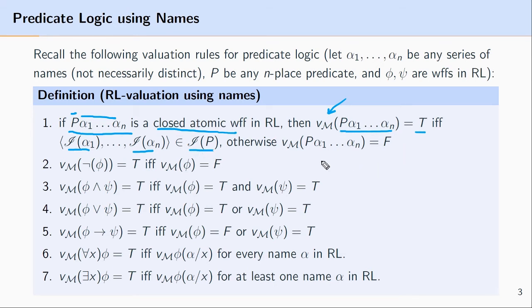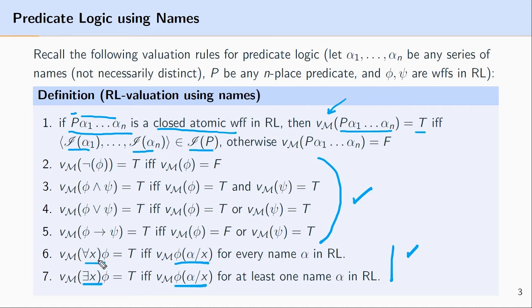The rest of these are pretty standard from propositional logic, so I won't go through them. But the other ones I want to draw attention to are 6 and 7 here. One presentation of predicate logic involves the unpacking or the evaluation of quantified well-formed formulas in terms of unquantified formulas that make use of names.